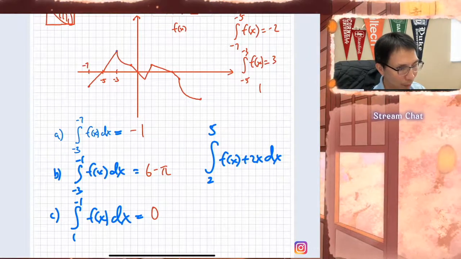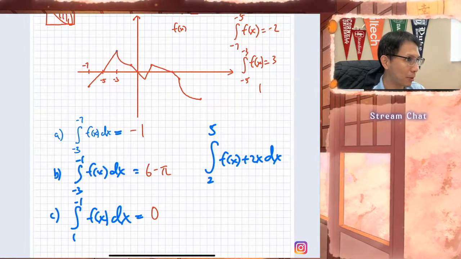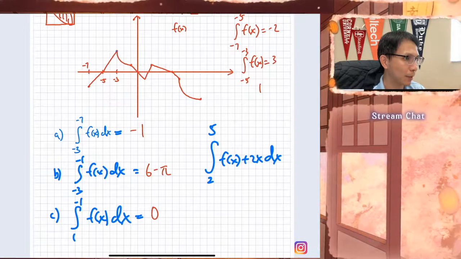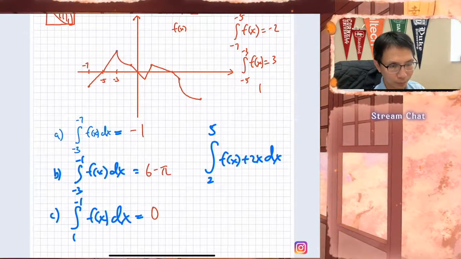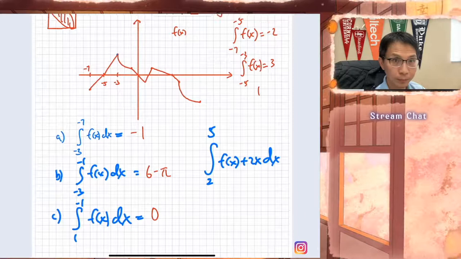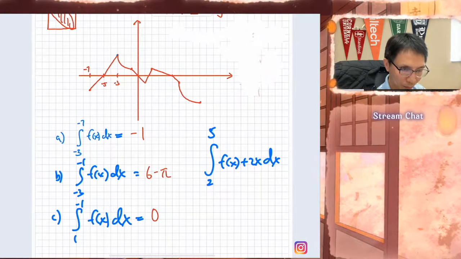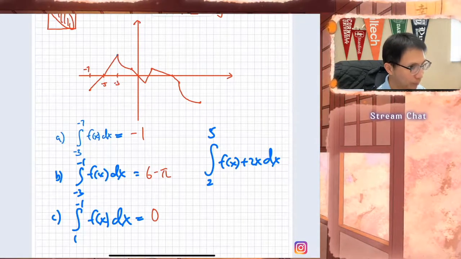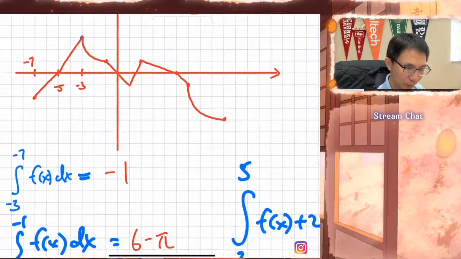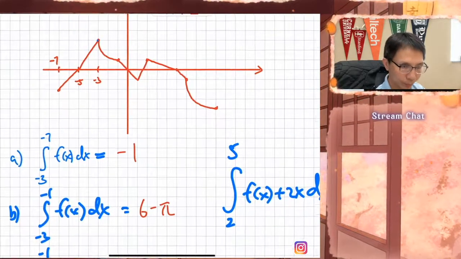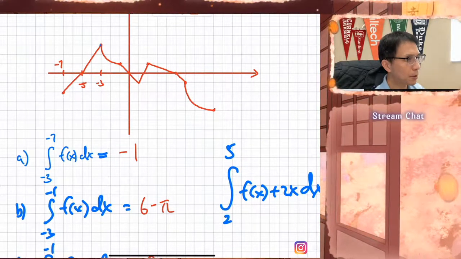The last one's a little bit more difficult. It's between 2 to 5 of f of x plus 2x dx. Last time we had a plus 2, but this time I have plus 2x. So how would I do this one? Yeah, that's fine. This question is a little bit more complex.